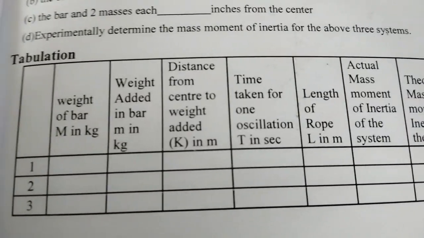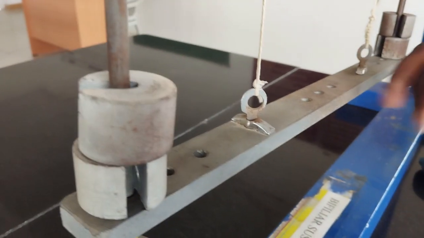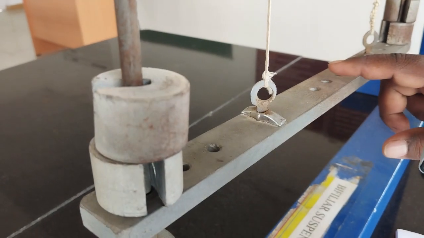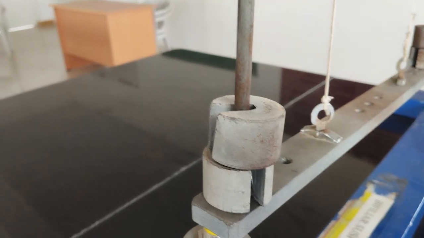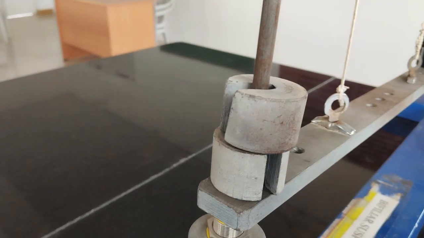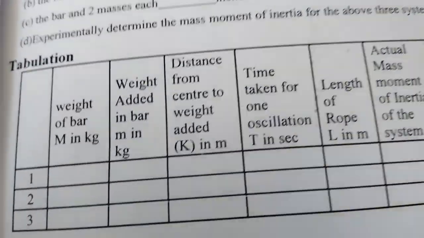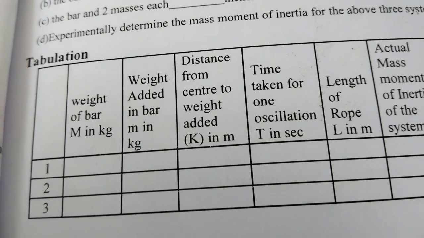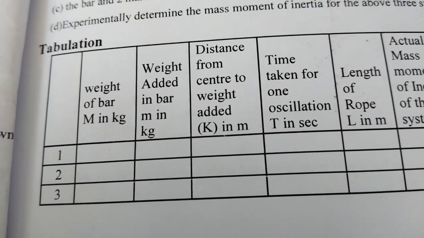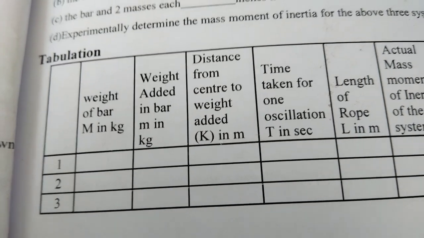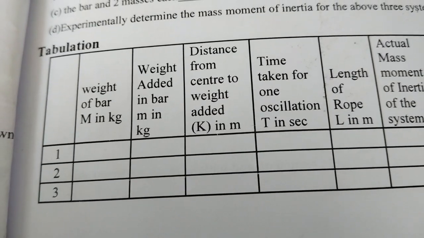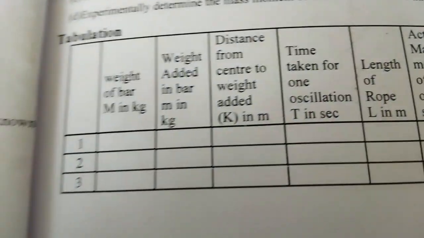Next, distance from the center to weight added. The center of the bar is here, and this distance from the center point to the weight added is a, small a. That distance is also constant, 0.75 meter. Then the actual mass moment of inertia of the system: this value is obtained from the I actual formula. And then the theoretical mass moment of inertia of the system.